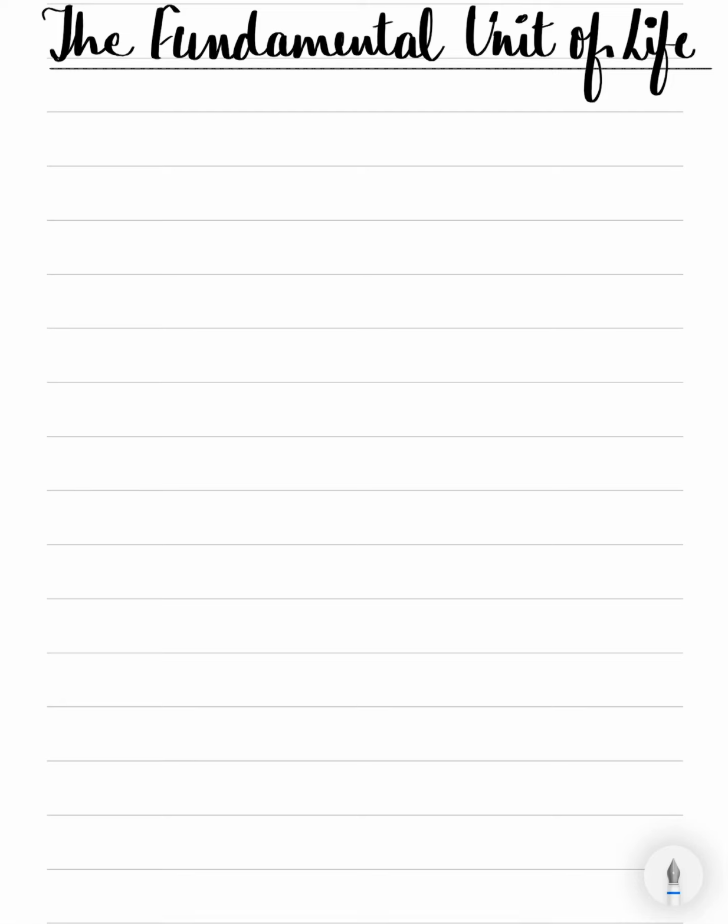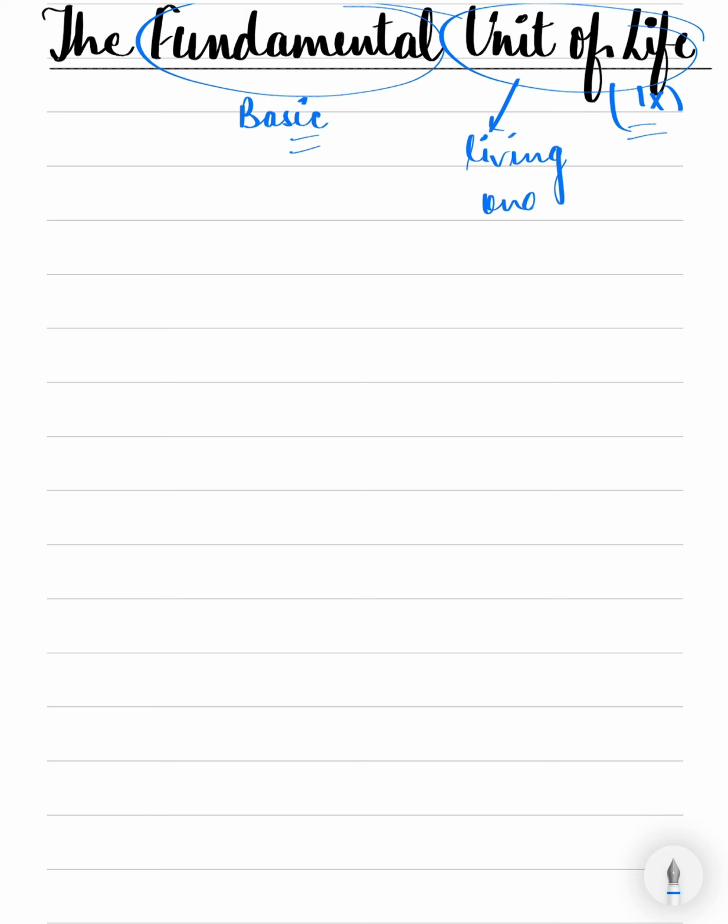Hello everyone. In this video I'll be talking about the chapter The Fundamental Unit of Life. This chapter belongs to class 9th. So let us understand the meaning of this chapter. Fundamental means the basic. Unit of life means the smallest thing which is present in living organisms. The fundamental unit of life is the cell.